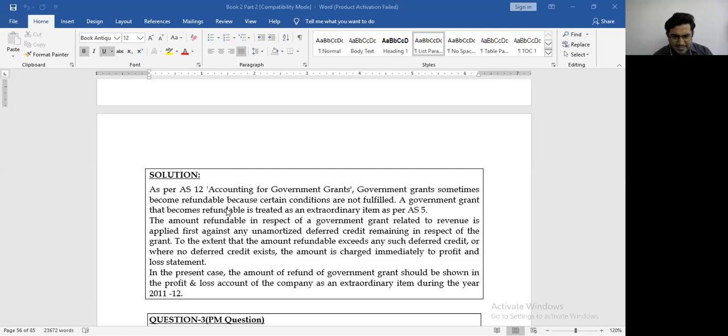In the present case, very important, please understand, the amount of refund of government grant should be shown in the profit and loss account of the company as an extraordinary item during the year 2011-12. So you will treat it as an extraordinary item in the current year, and you will show it separately in the books of accounts. Right, so you will charge it to the profit and loss account, which will be treated as an extraordinary item.